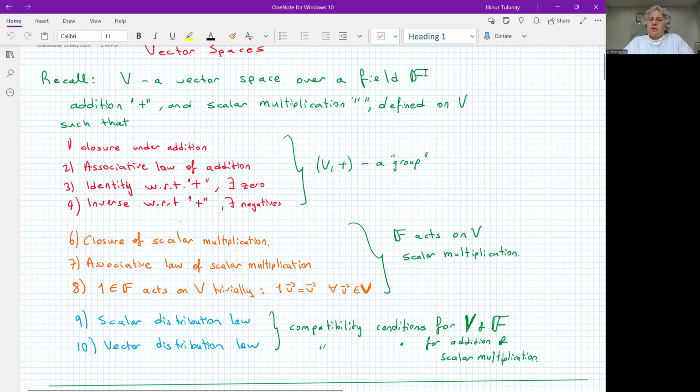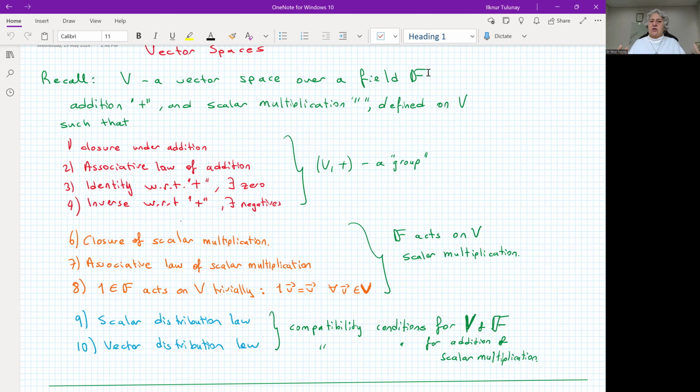A field means you have multiplication and addition, and a field has very nice properties related to addition and multiplication. The best examples of a field are the real numbers, rational numbers, and complex numbers. But know that the set of integers is not a field, because you don't have inverses for every element with respect to multiplication.